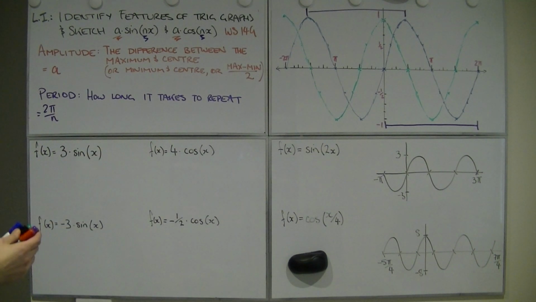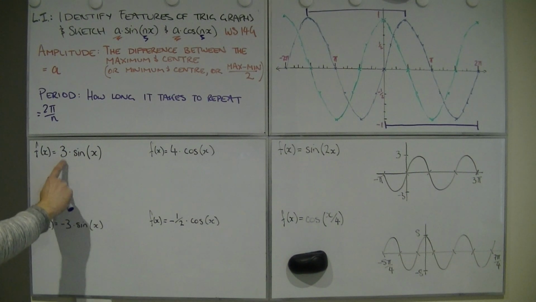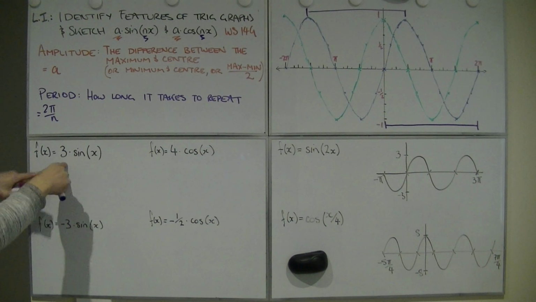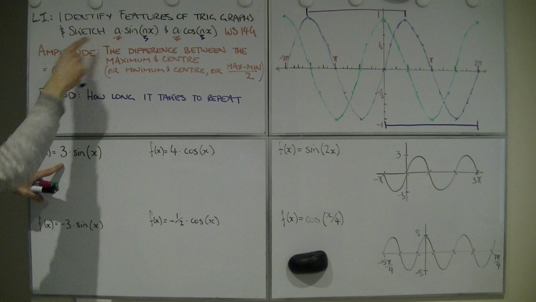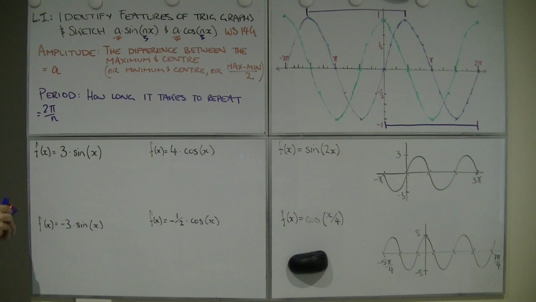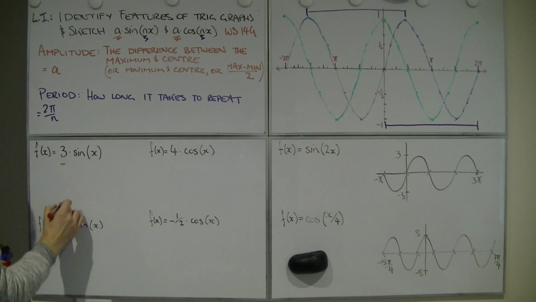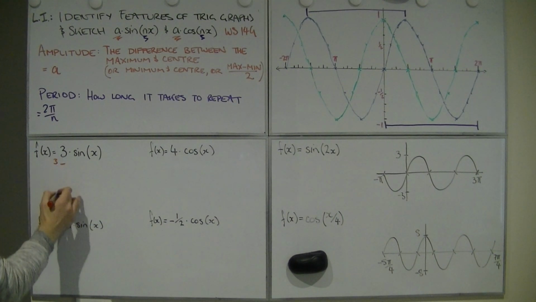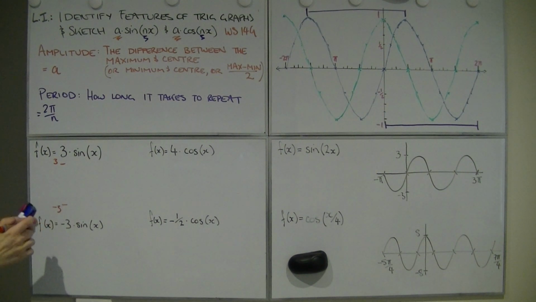Cool, let's try to do some sketching. So I want sine of x times by 3. Okay, what does this do? Well, it's multiplying by the front, so it's an amplitude. So that tells me that I'm going to max out at 3 and min out at -3.